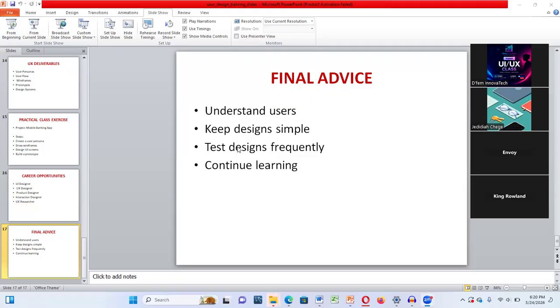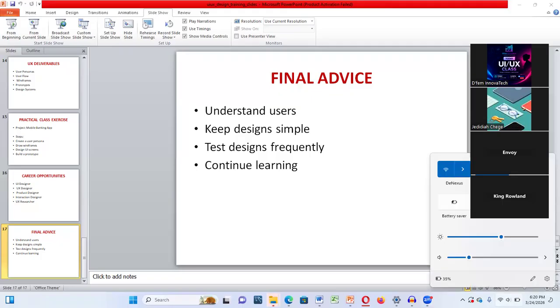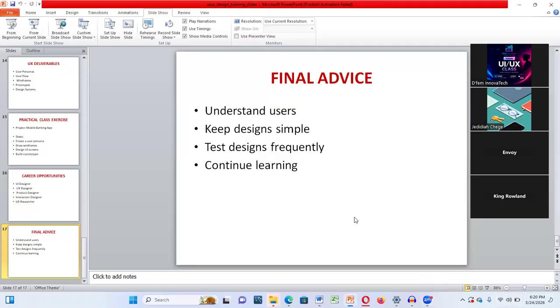But in a proper workflow, designers should be able to finish their work, and after that, they send it across to the developers for the developers to develop the product. I don't know if I answered the question.